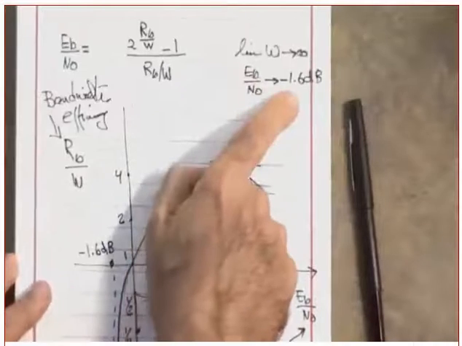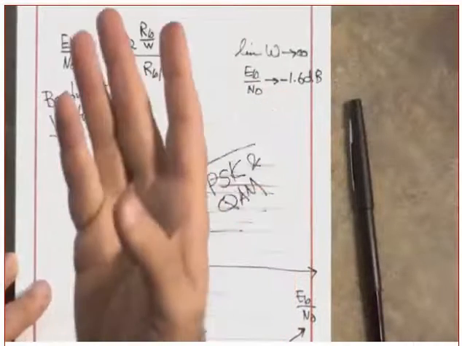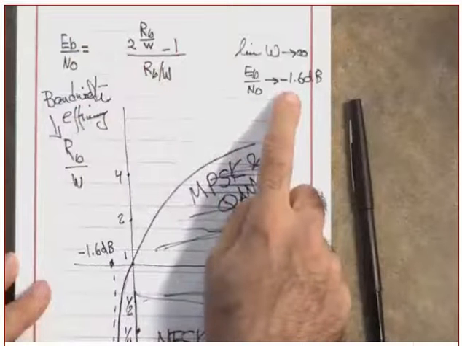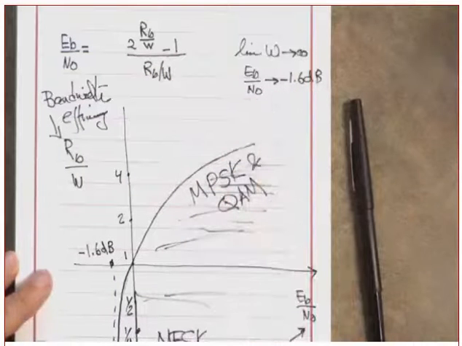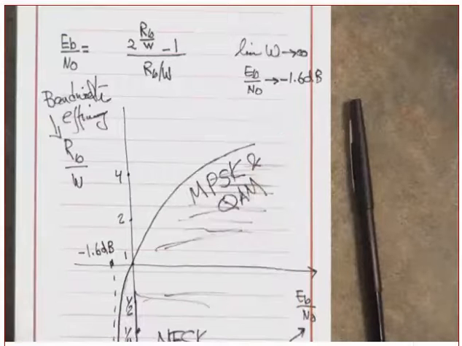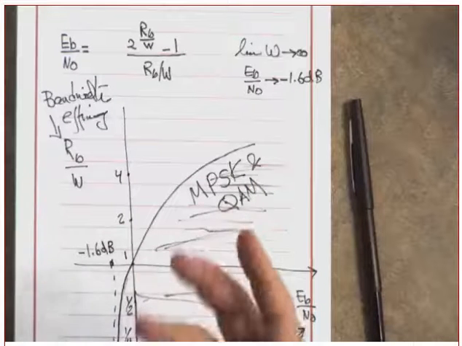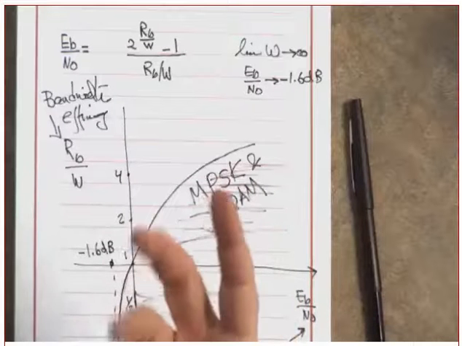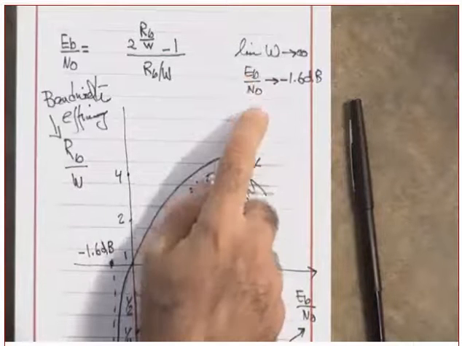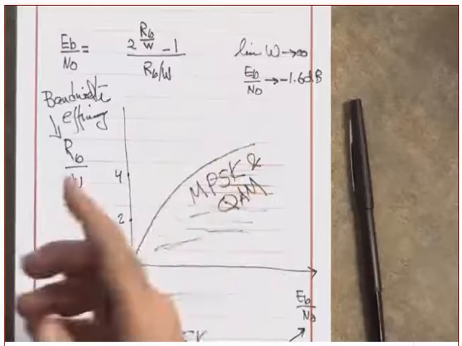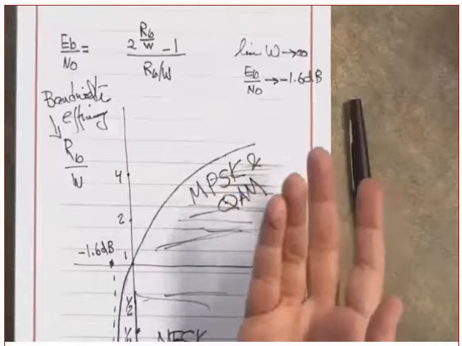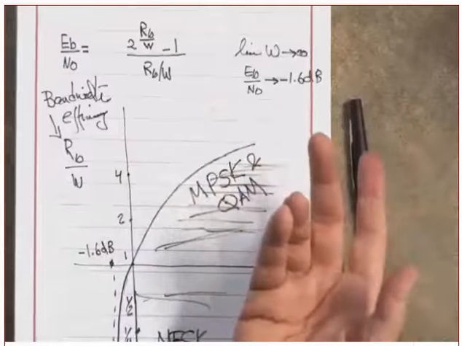Is this high or low? This is extremely low. He said even if your EB over N0 is minus 1.6 dB, you can still achieve what? By the way, when it's minus 1.6 dB, what does it mean? It means the noise... what? What am I comparing here? The bit energy with the what? How do you compare the noise energy, the signal energy with the noise power? My dear, how? This is unitless.